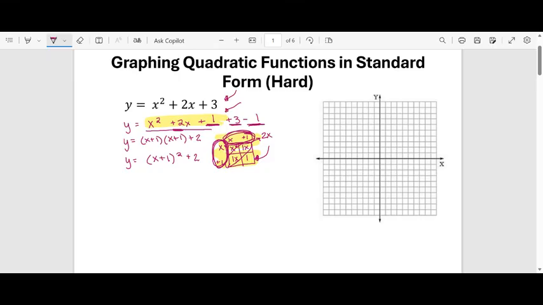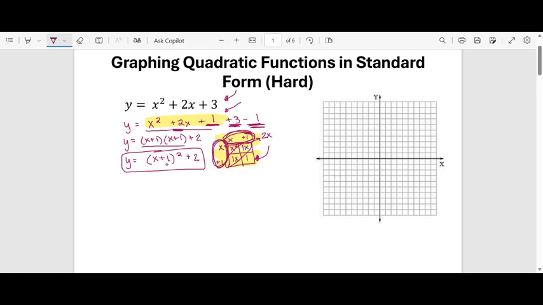We rewrote that as x plus 1 times x plus 1, which is the same thing as x plus 1 squared. Left over, we had plus 3 minus 1, and that's what gave us the minus 2 in the back. Okay, now we have this equation in vertex form. And when an equation is in vertex form, we're very comfortable with graphing it, right? We can identify the vertex very quickly.